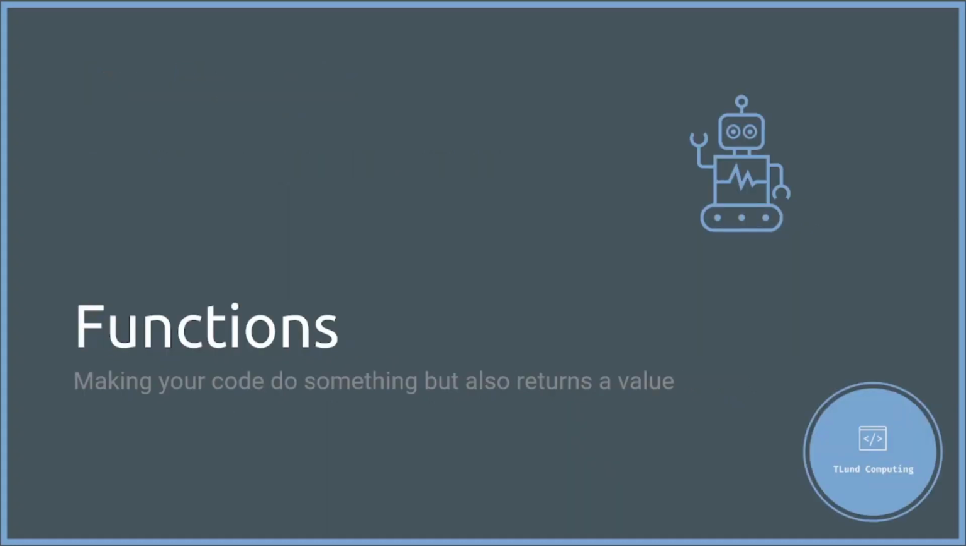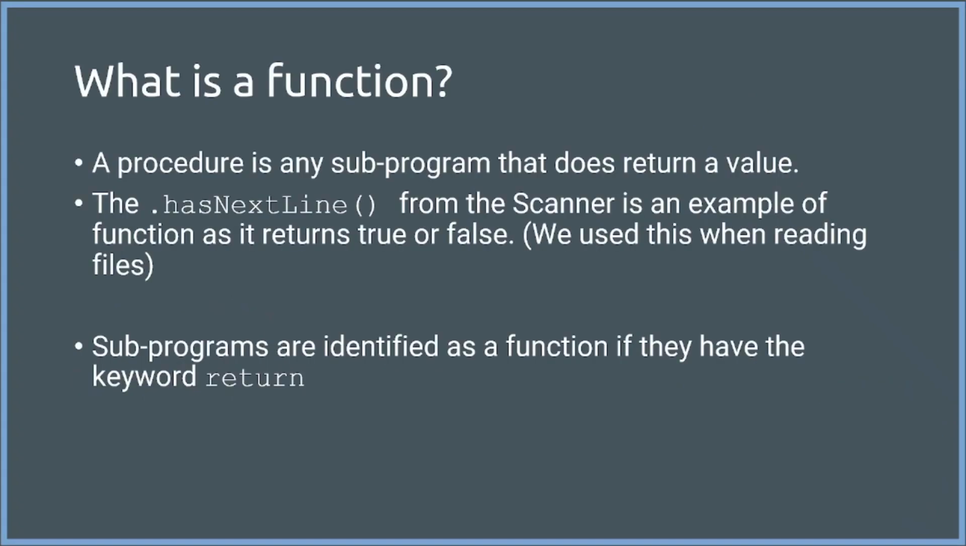Let's have a look at functions then. This is making our code do something, but also returning information for the user to use. A function is any subprogram that does return a value to us. For example, when we've been using the scanner and doing our file handling, we used the method .hasNextLine, and that returns either true or false. That is a function because it gives us back a true or a false value.